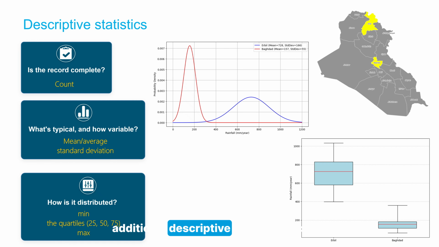Finally, some additional descriptive statistics include the minimum, 25, 50 and 75 percentiles and the max, which trace the shape of the data without the outliers skewing the picture. These are often presented using box plots, of which one of them is shown here.